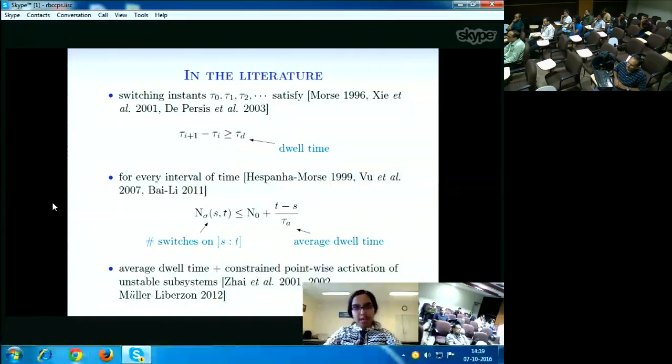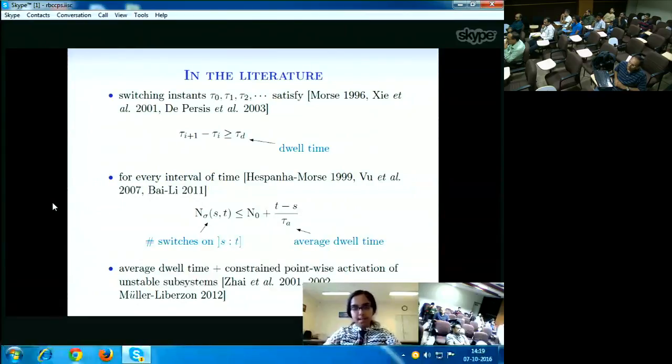Now, dwell time and average dwell time switching are sufficient to guarantee stability if you have only stable systems in the family. What if, in addition, you have unstable systems? Well, in that case, you put additional point-wise constraints on the duration of activation of unstable systems. So, on every interval of time, you do not only count the number of switches. In addition, you have to count what duration you are spending on every unstable system.